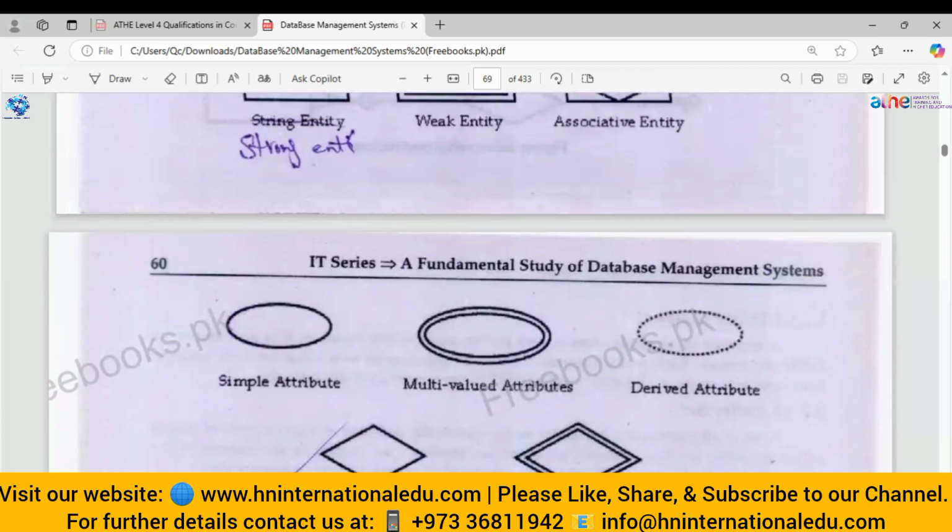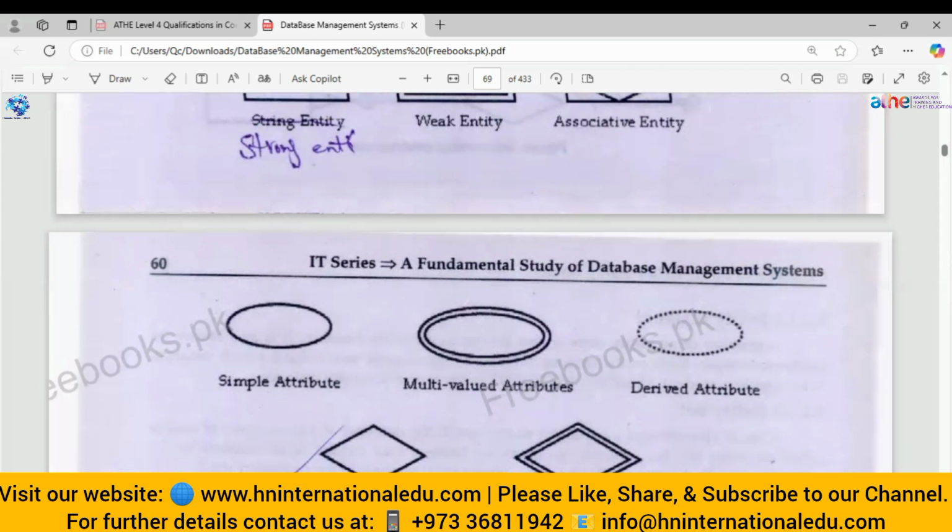What is an attribute? I told you that attributes are the properties of the entity. Let's suppose we have an entity student. What are the attributes of a student? We have name, ID, age, gender, address, marks, score. These are the properties of that entity. Now we have different types of attributes: simple attributes, multi-valued attributes, and derived attributes. Simple attributes are just age, name, and so on.